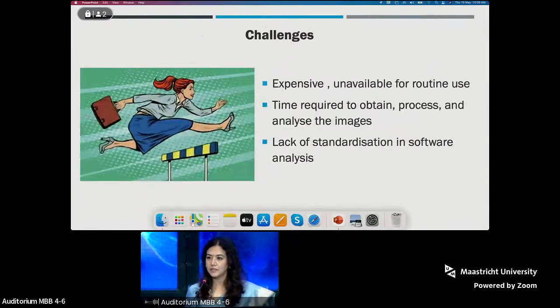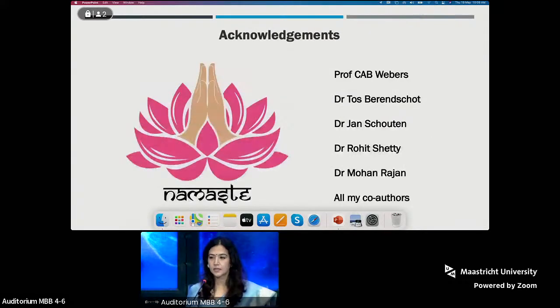What are the challenges that I faced? It's expensive. It's not available in routine practice in private clinics because it doesn't always translate into clinical management regimens. It takes time to obtain, process, and analyze the images. And there's a lack of standardization in the software analysis to date.